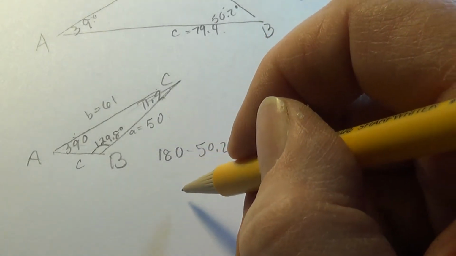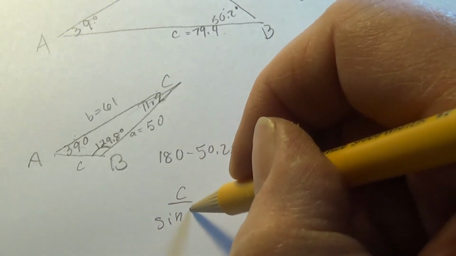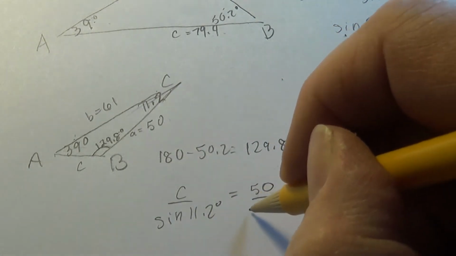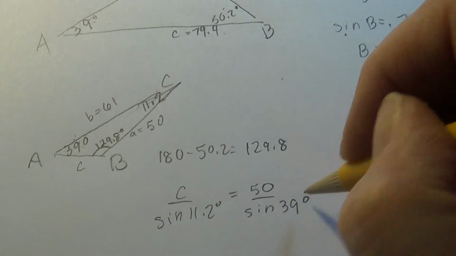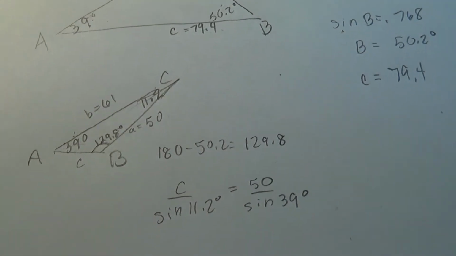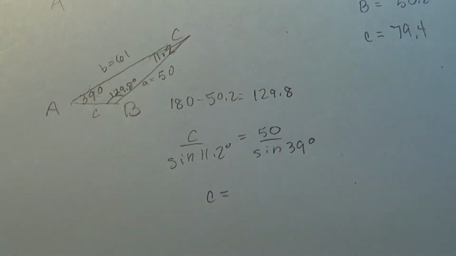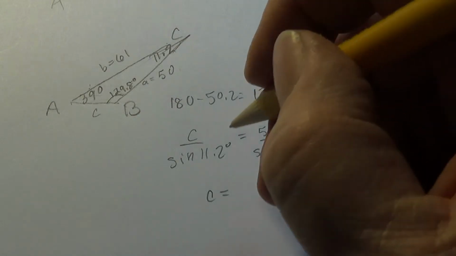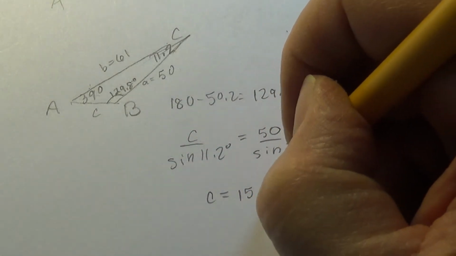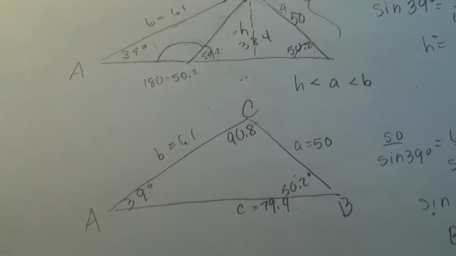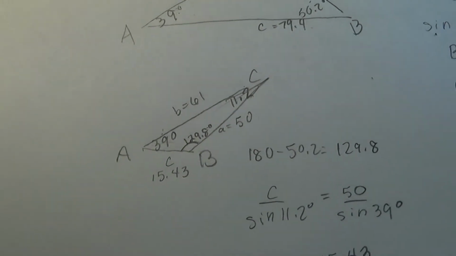So I'm going to say C over sine of 11.2 equals 50 over sine of 39. And when I solve that using whatever algebra technique you like to get C by itself, I got 15.43. As I promised, it was going to be shorter than it was up here. So that is one solution to this triangle, and this is another.